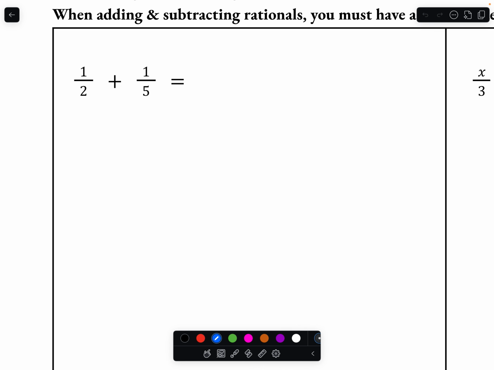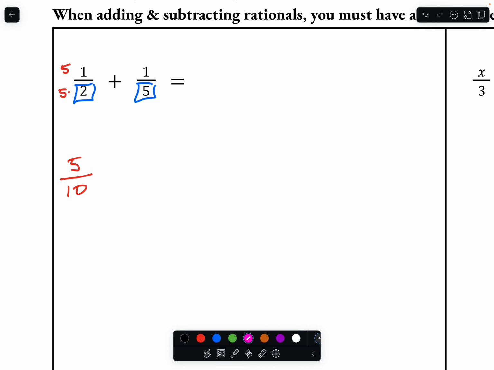If I add 1/2 to 1/5, what I need to make sure of is that the denominators are the same. One of the easiest ways to do this is if I multiply this by 5 and I multiply this by 5. What's going to happen here is I'm going to get 5 times 1 is 5, 5 times 2 is 10.